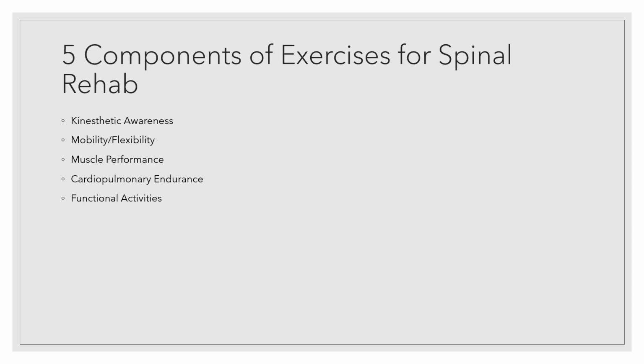There are 5 components of exercise for spinal rehab, and we've talked about kinesthetic awareness, mobility, flexibility, and functional activities. But we also want to consider that we've had patients experiencing levels of deconditioning, and so we need to look at muscle performance and cardiopulmonary endurance as well in implementing our spinal rehab treatment plan.